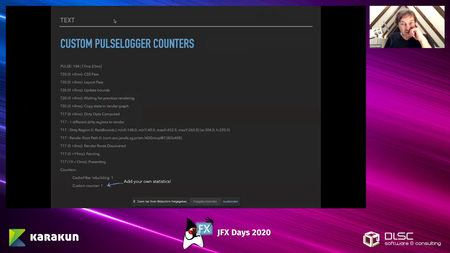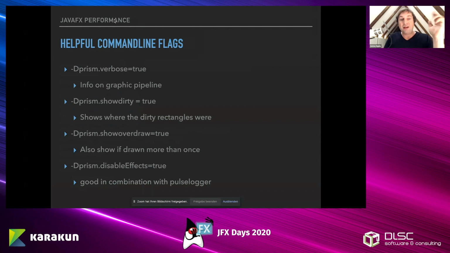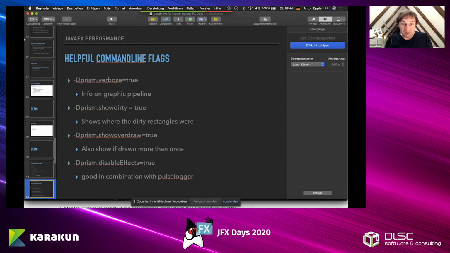And yes, you have the custom counters here. Then there is, last but not least, also a set of command line flags that are really useful. So, for example, prism verbose is true. That gives you info on the graphics pipeline when the application starts. Then you have prism show dirty is true, which actually shows you graphically where the dirty regions are. I have to show you.